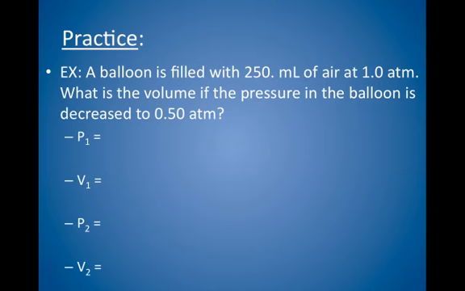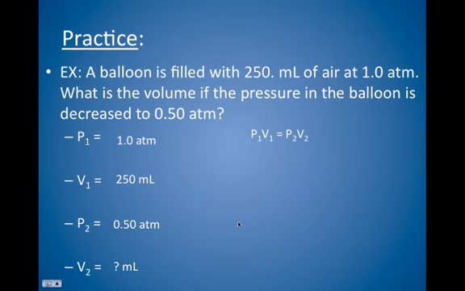Here's our setup. I like this holding tank method on the side, where these are our variables. We read the problem to fill them in. The first pressure you're given is 1.0 atmospheres. The first volume is 250 milliliters. The second pressure, the new pressure, is 0.50 atmospheres. And the V2 is what we're looking for. Again, check your units. You're given atmospheres and atmospheres, that's good. Milliliters, and so you're going to find volume in units of milliliters.